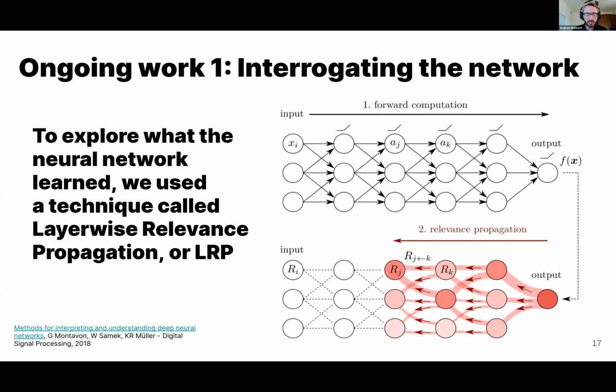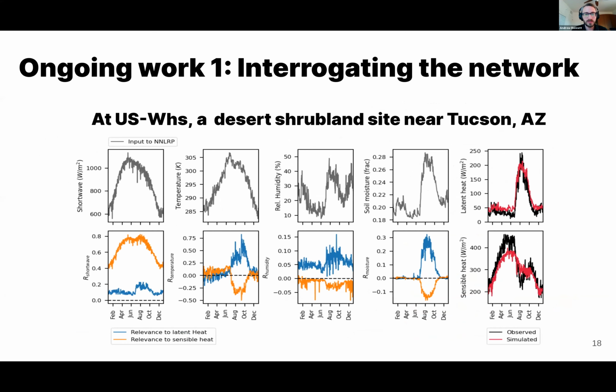So we did this for a similar, but not exactly the same, neural network as NN2A. And I'm not going to go through all of the results here, but I just want to show what kinds of things you can start to look at. So I'm taking a single site. This is a desert shrubland site near Tucson, Arizona, where I will actually be starting a postdoc. So it's been kind of fun to dive into this area.